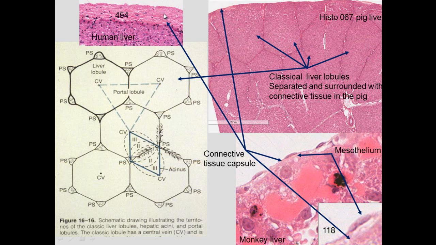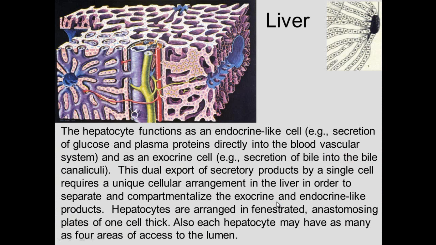Sometimes it's fairly thin, sometimes it's fairly thick. But in either case, it has a mesothelium lining the cavity. Here we can see some of the cells. These are hepatocytes, this is monkey liver, and these are Kupffer cells that are phagocytizing. Here we see blood cells.